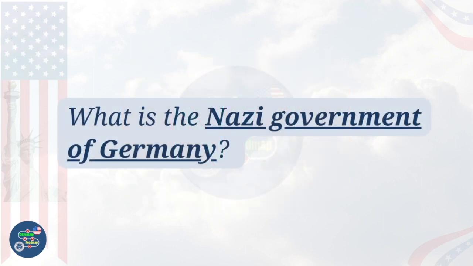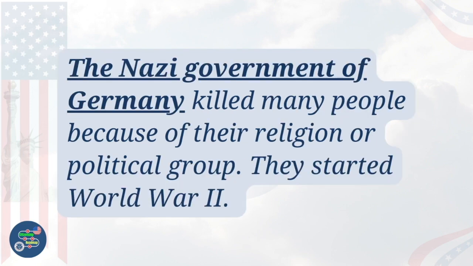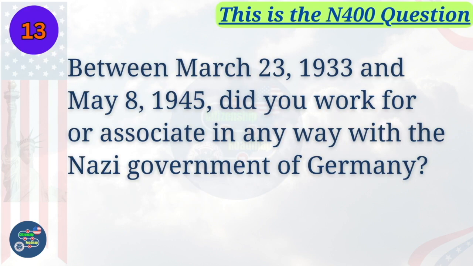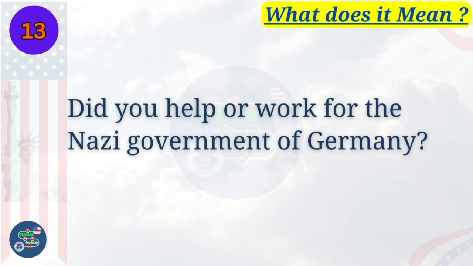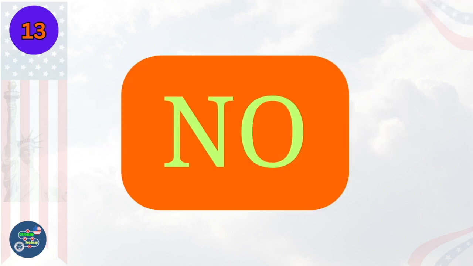What is the Nazi government of Germany? The Nazi government of Germany killed many people because of their religion or political group. They started World War II. Between March 23, 1933 and May 8, 1945, did you work for or associate in any way with the Nazi government of Germany? It's mean. Did you help or work for the Nazi government of Germany? No.